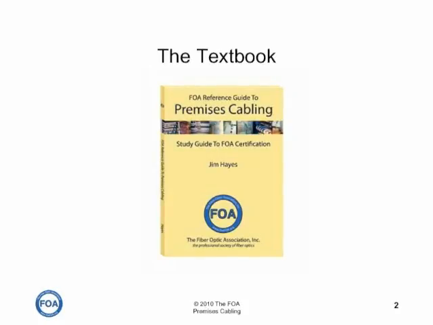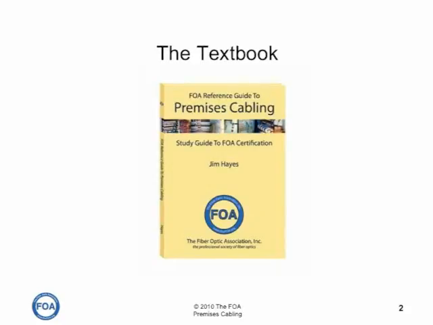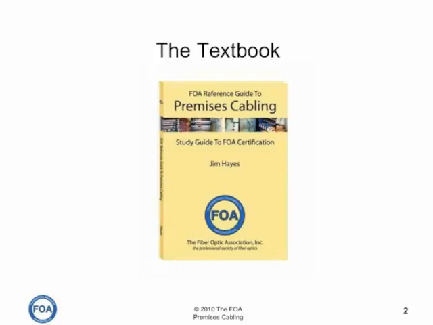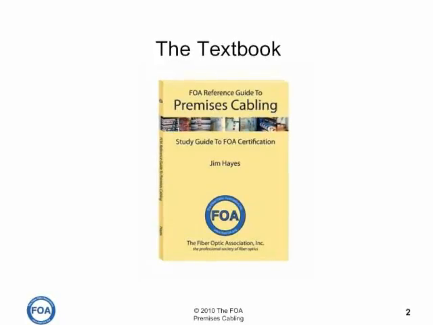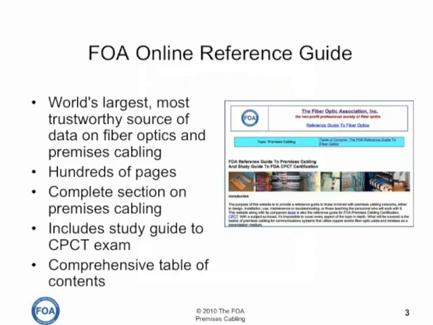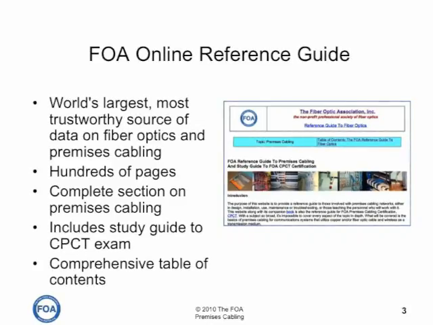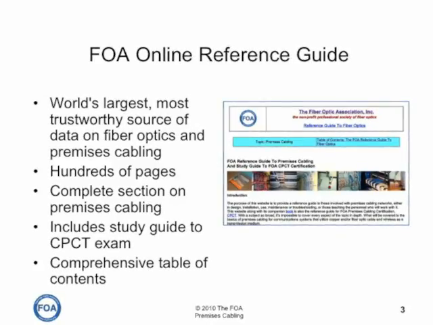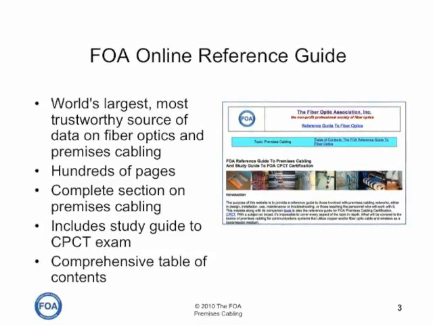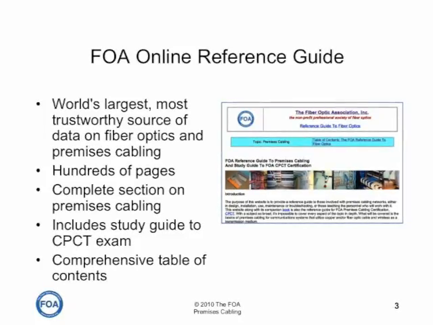The FOA has published a textbook on premises cabling called the FOA Reference Guide to Premises Cabling. You can get a copy of this book from Amazon or most online or brick and mortar booksellers. We also have an extensive section on premises cabling in the FOA Online Reference Guide, which you can find from a link on the FOA homepage, www.thefoa.org.